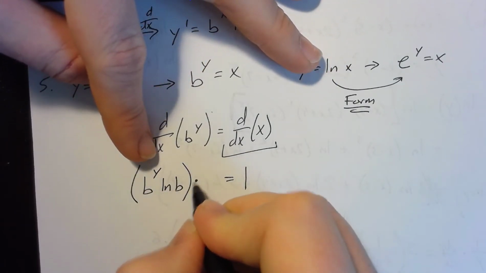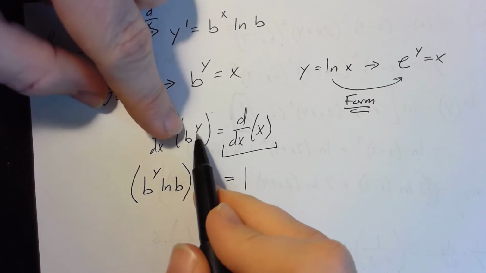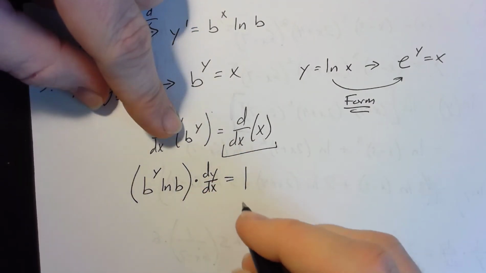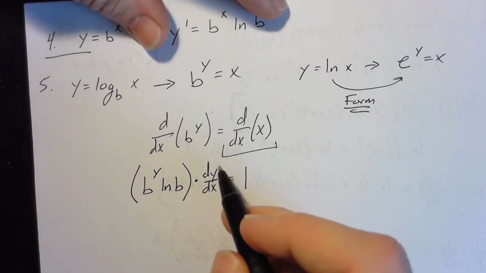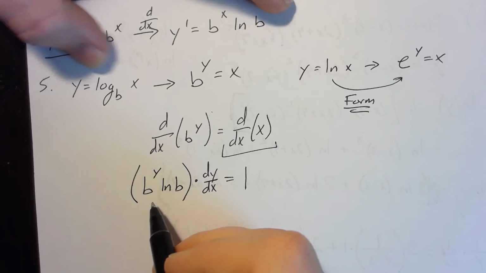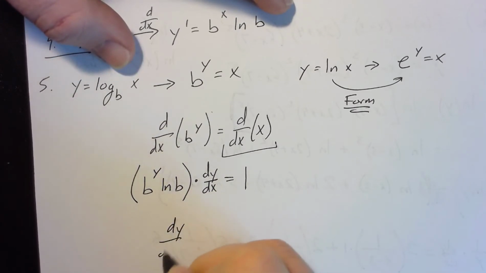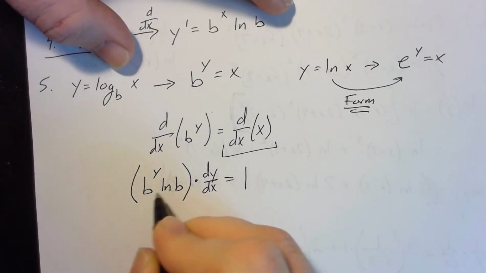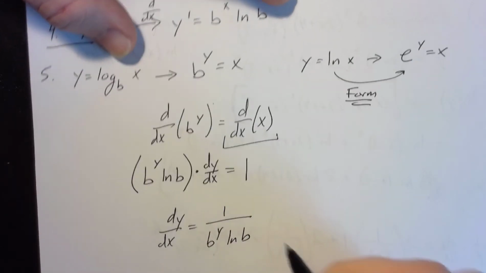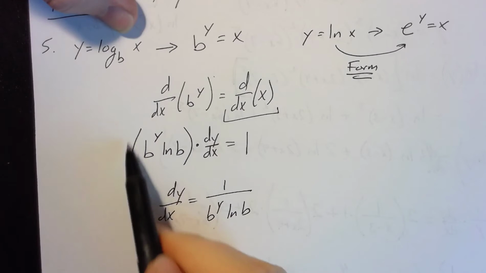But the detail that changes is that the derivative of the inside function must also be applied. The derivative of y is dy dx. So now I just have to get dy dx all by itself, and again, resubstitute what y is, because I already know what y is. In that case, I'm going to have dy dx. If I divide both sides by b to the y natural log of b, I get 1 over b to the y natural log of b, again, by dividing both sides by this term.